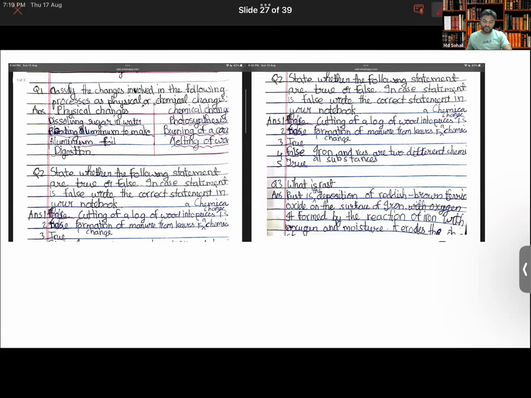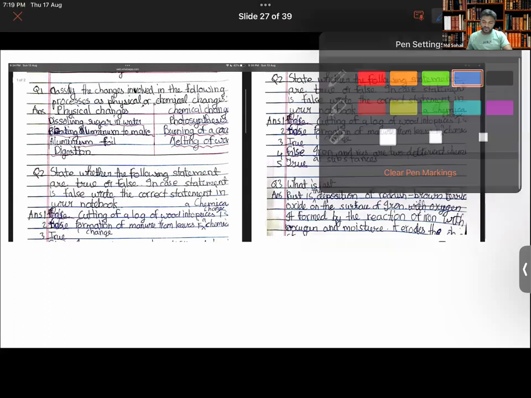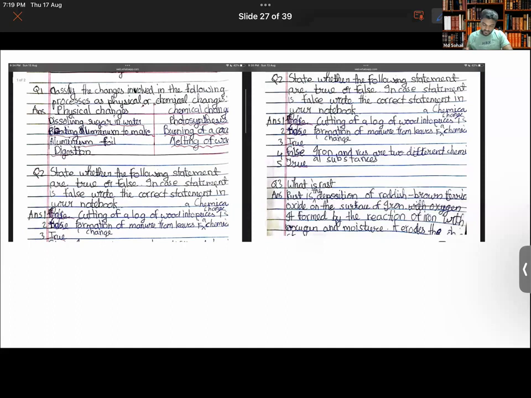Okay, now Sundus, I have got your assignment. I've taken a screenshot of one of the pages. There were a few mistakes in this one. Let me quickly see which question it was. The first question was: classify the changes involved in the following processes as physical or chemical change. So you have written physical change for dissolving sugar in water, correct? Coating aluminum to make aluminum foil, digestion.